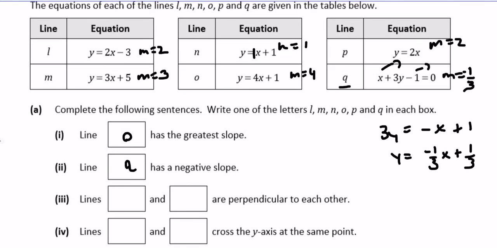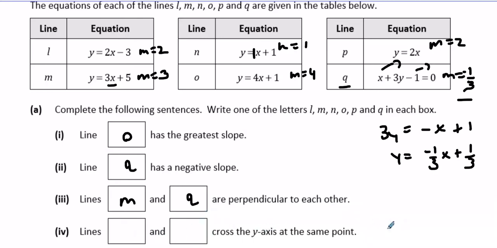Which ones are perpendicular to each other? Now, if I was to ask you what's perpendicular to a slope of 5, it'll be minus 1/5. If I ask you what was perpendicular to a slope of minus 2/5, turn it upside down and you get 5 over 2, change a negative to a positive. These are perpendicular slopes. So it'll actually be 3 and minus 1/3. So M and Q are perpendicular to each other.